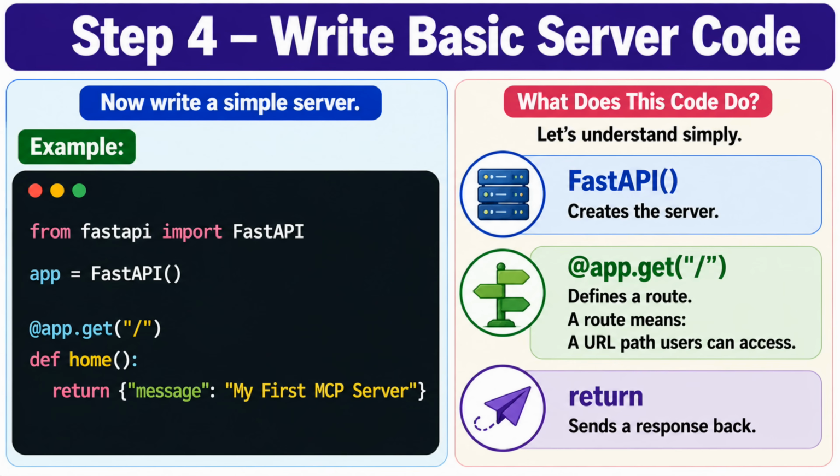Step 4. Write basic server code. Create a simple server using FastAPI. Import FastAPI, create an application object, create a route for the home page, and return a message called My First MCP Server. What does this code do? FastAPI creates the server. The route defines the URL path users can use. The return statement sends the response back.